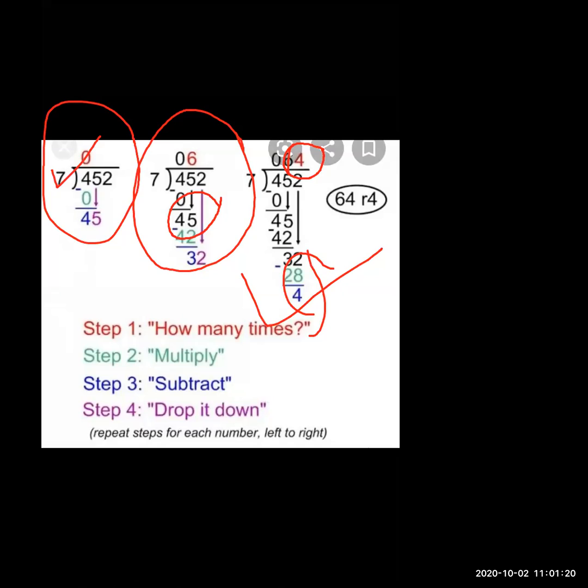And 7 is what? 7 is the divisor. And the remaining 4, the last remaining 4, which I am going to highlight with blue color. Yes, this 4, tell me. That is the remainder.